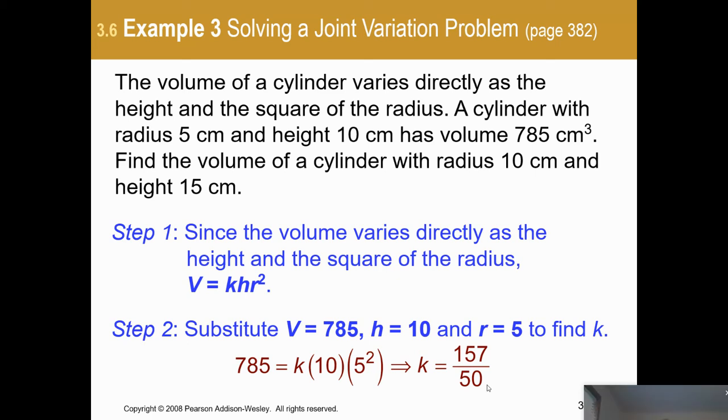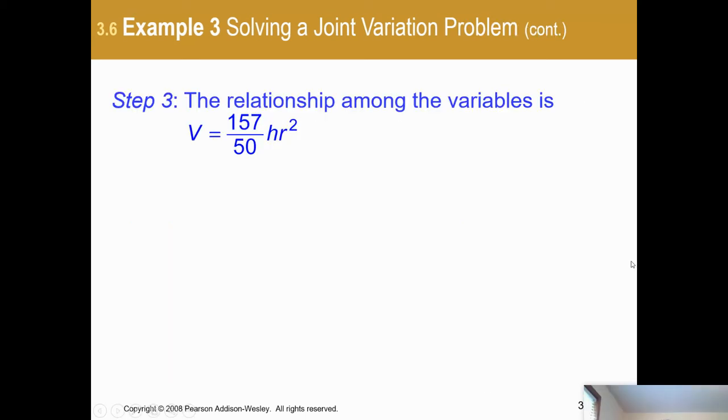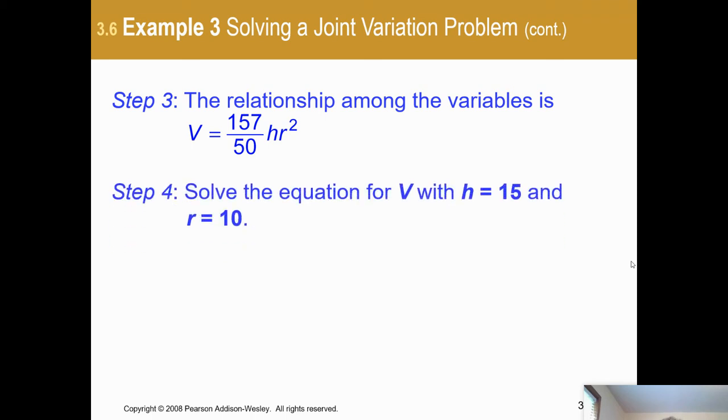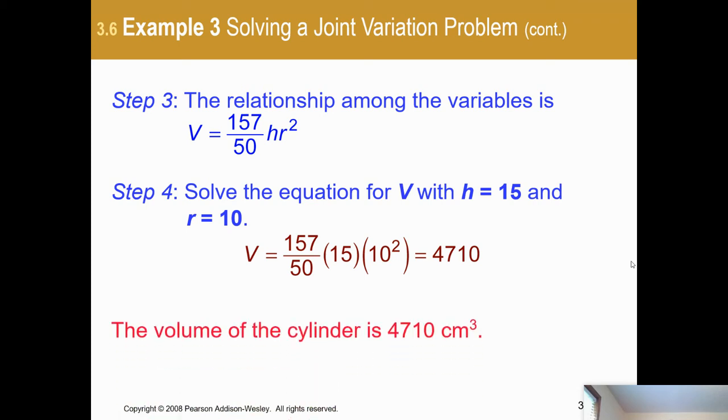So next, since we have our value for K, now we're going to change our equation to the more specific equation. It's not just V equals K times H times R squared. It's V equals 157 over 50 times H times R squared. Now we use that last sentence, find the volume when the height is 15 and the radius is 10. We put that in our equation and we get 4,710 cubic centimeters.